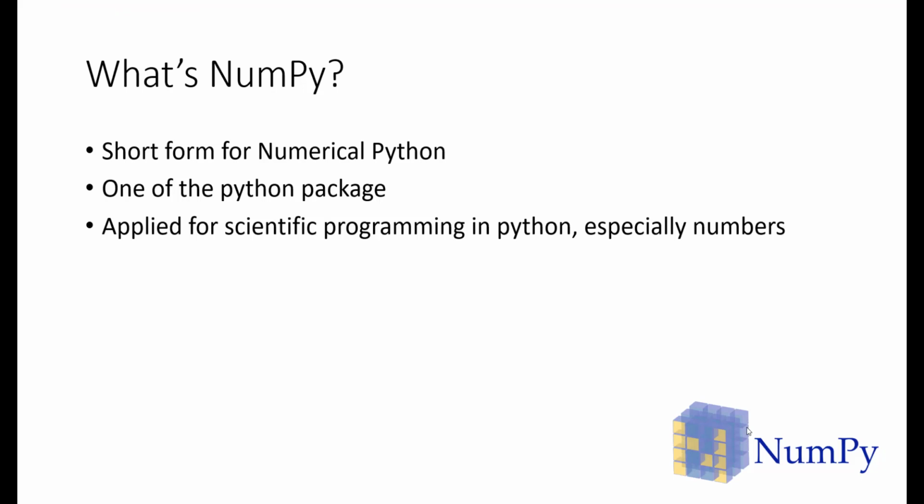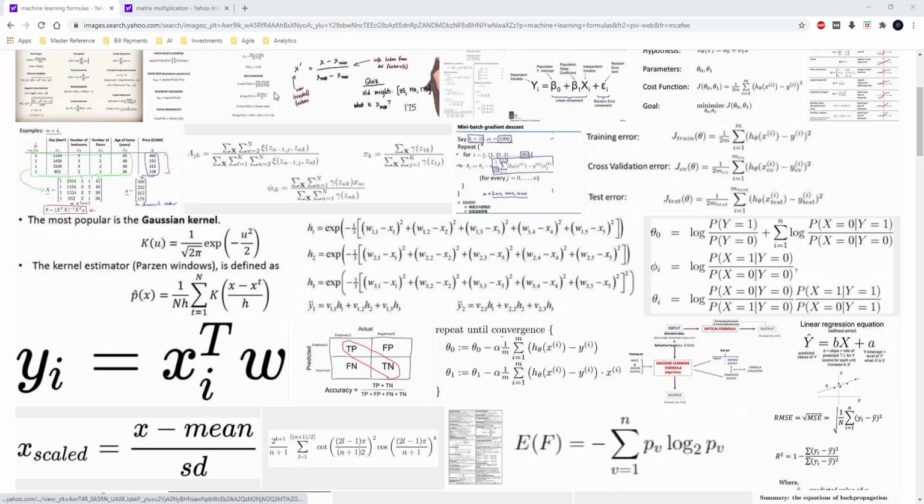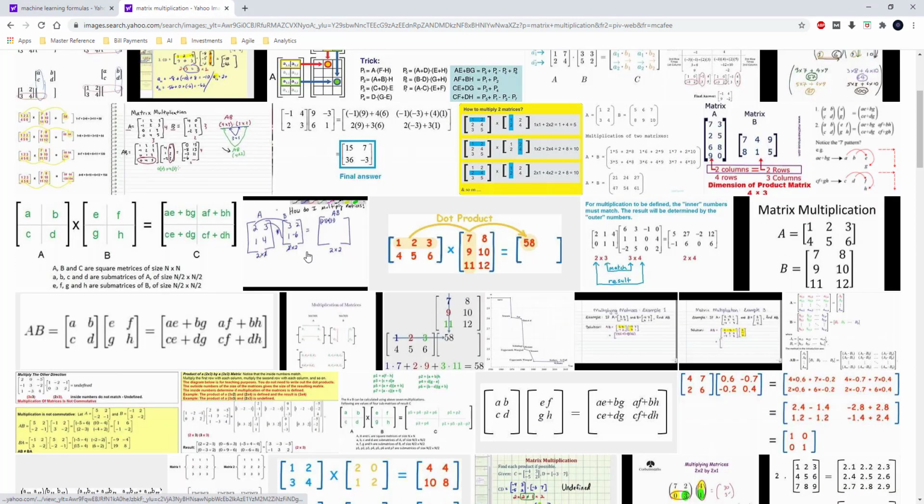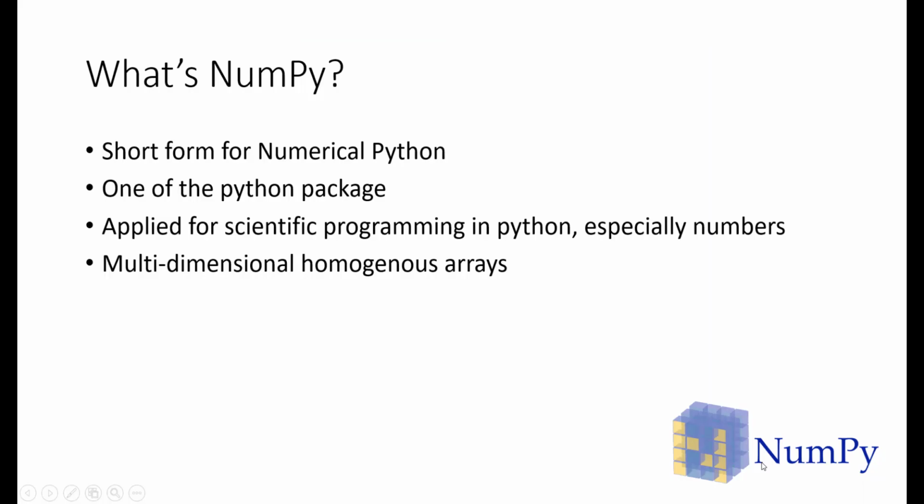NumPy is applied for scientific programming in Python, particularly numbers. So in that aspect, it is used to calculate scientific mathematical formulas, as you can see here, or it can also be used to do matrix operations. And NumPy can handle multi-dimensional homogeneous arrays. So it can handle a 2D array, a 3D array, or 4D array, or whatsoever, and it should be homogeneous in the sense all the elements of the array should have the same data type.